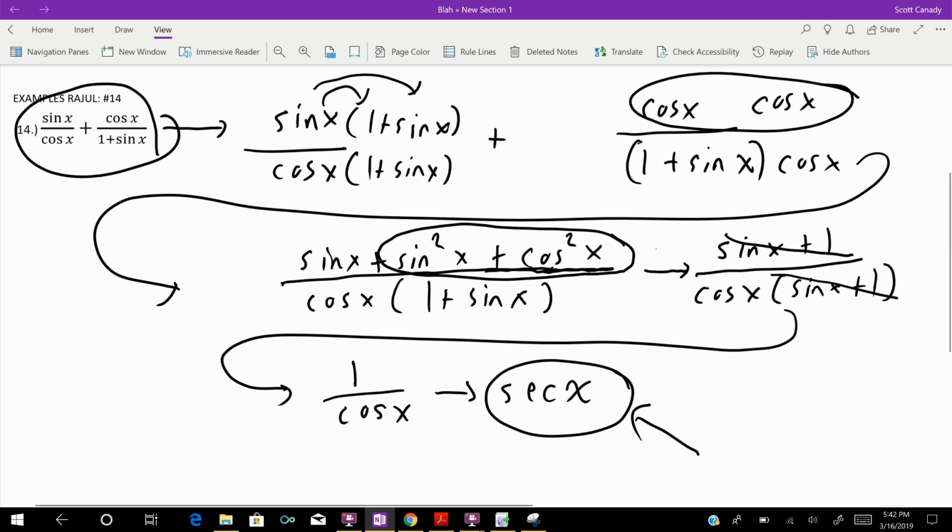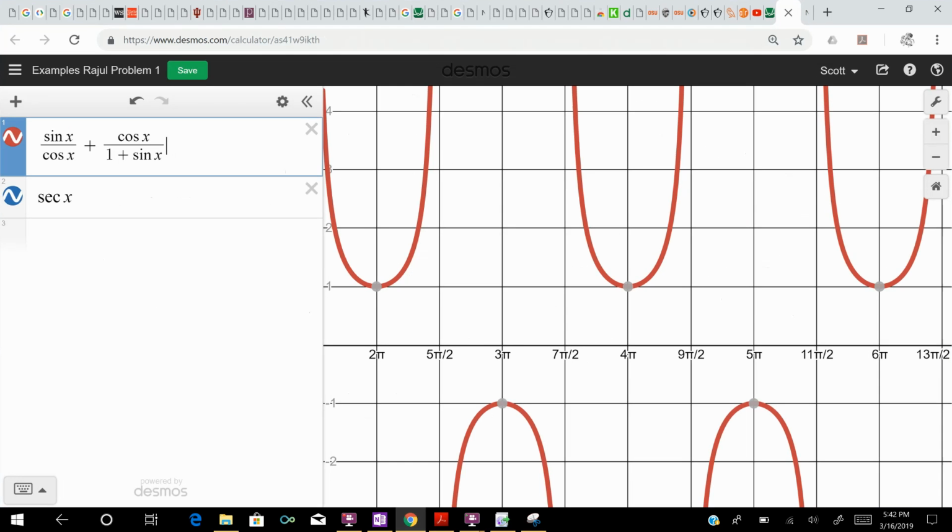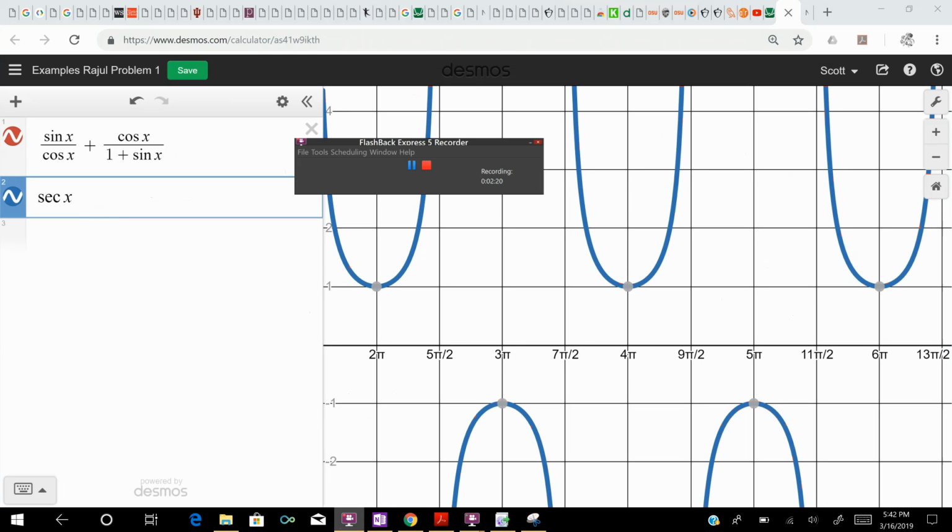Let's go ahead and check that work on Desmos. So here's our initial expression, and here's secant of x, and as you can see, they overlap on Desmos, so we know we got our problem right.